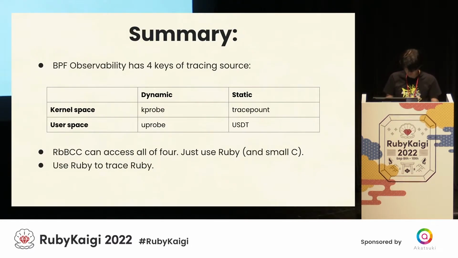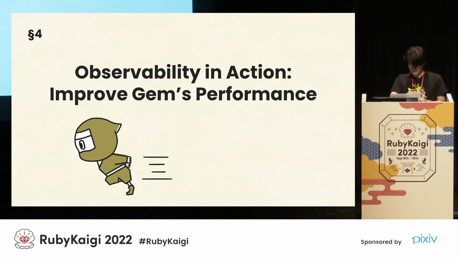So, summary for now: I have introduced 4 probes to be used by RbBCC with some examples. Two important things to remember is that we can use Ruby to trace Ruby. So, the next theme is observability in action.